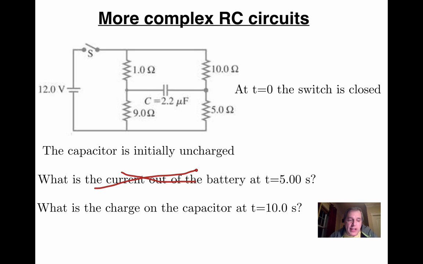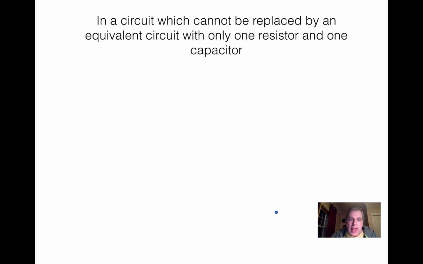Another example of a question is, what's the charge, let's say, on the capacitor at 10 seconds? Again, impossible to answer. So for a more complicated circuit here where we cannot simplify, we cannot calculate anything at arbitrary times. That's the problem. The problem with those questions is that they're asking us to calculate something at some arbitrary value of time. We cannot answer those questions.